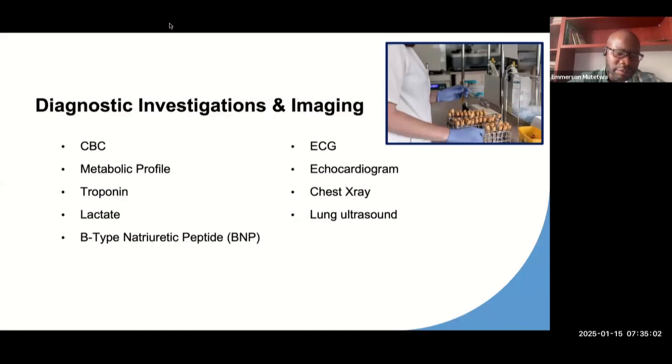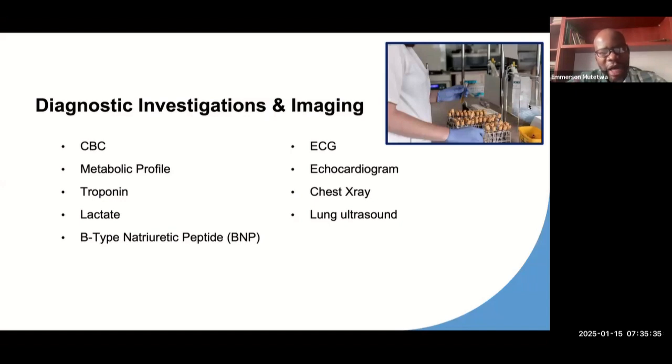So other things like BNP, your B-type natriuretic peptide, remember it's secreted by the cardiomyocytes following an increase in pressure in your cardiac chambers when they are congested. So it also helps you to detect the cause of acute dyspnea, whether it's a cardiogenic dyspnea or it's of pulmonary origin. Other investigations, of course, include your electrocardiogram.